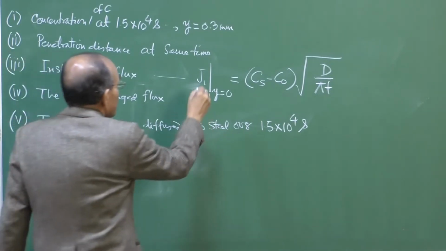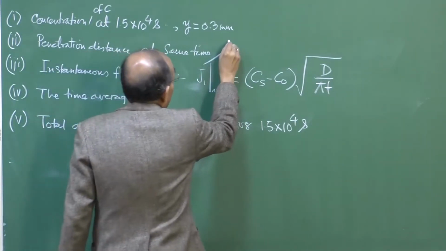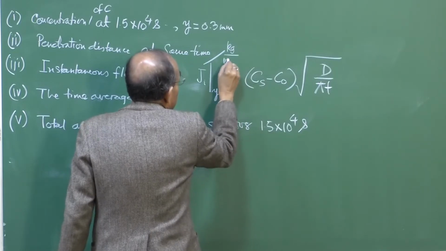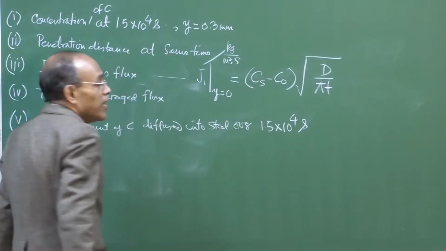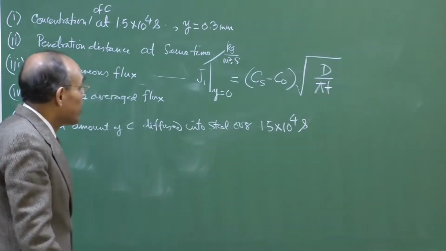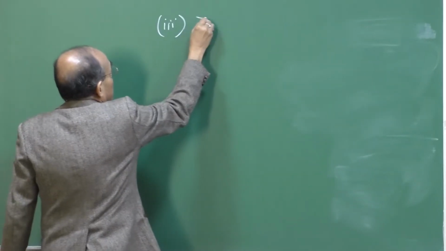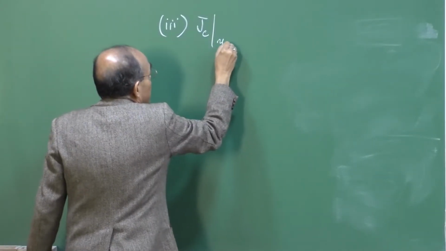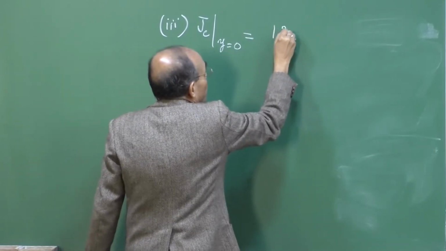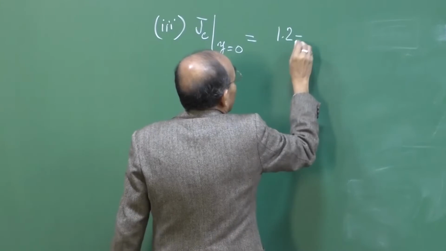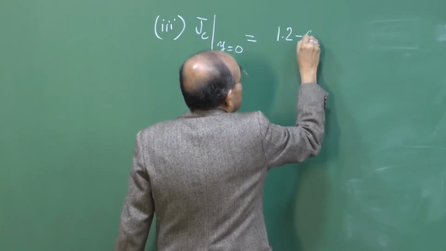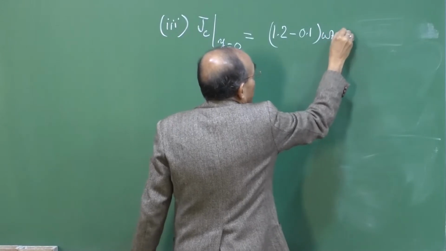Now, what is the unit here? The unit here is, if you want to get it in terms of kg per meter square per second, in that case this wet percentage value needs to be converted, because Cs and C0 are given in terms of wet percentage. So, we can now say that the instantaneous flux can be calculated as number 3: J of C at y is equal to 0 is equal to 1.2 wet percentage minus 1 wet percentage. So, this is 0.1 wet percentage.